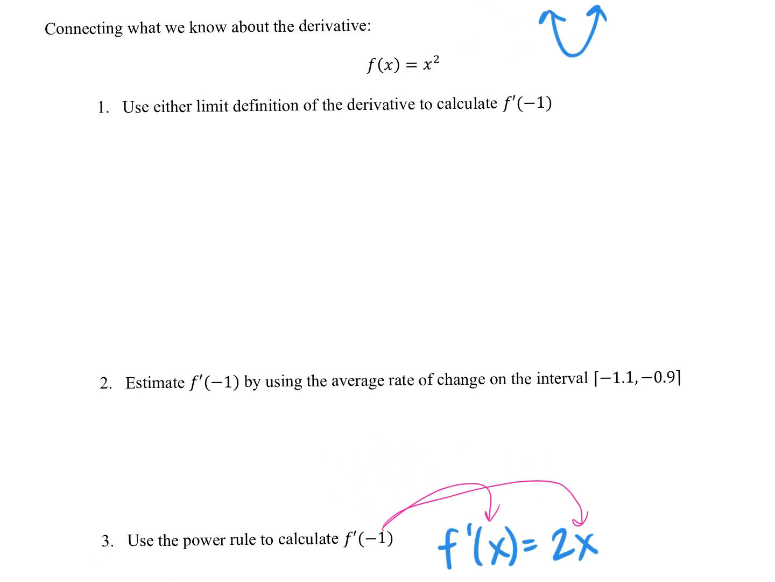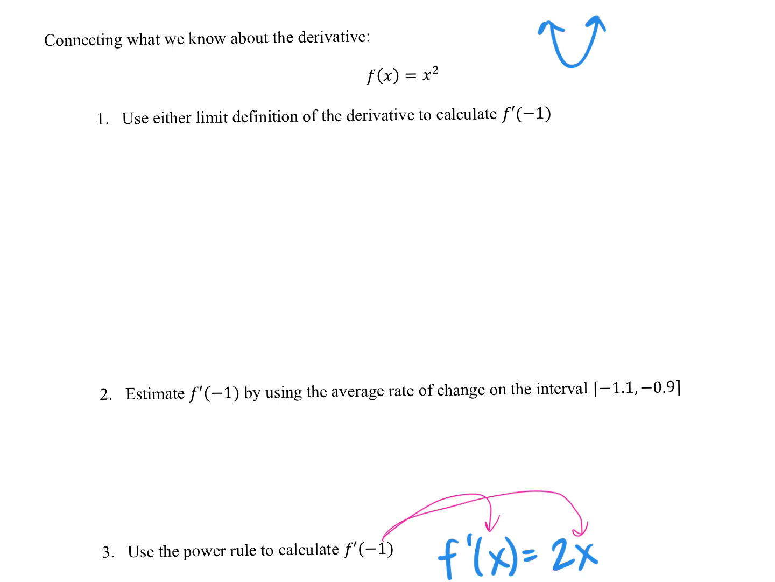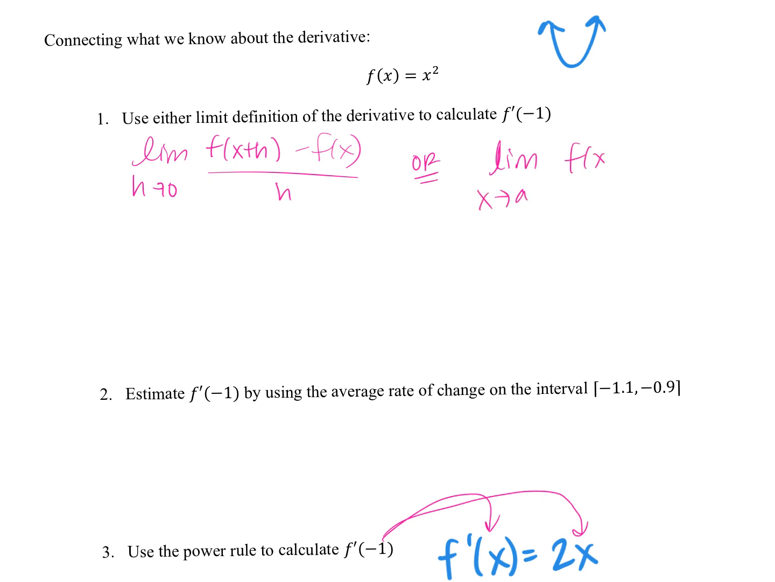So it says use either limit definition. I'm going to remind you we've got two options here. The limit as h approaches 0 of f of x plus h minus f of x all over h. Or we could do the limit as x approaches a of f of x minus f of a all over x minus a. Let's just choose. Which one would you rather do? In this case, my x is going to be negative 1. So I'd replace this x with a negative 1, or would we replace this a with a negative 1? Which would you rather do? Option black or option blue?